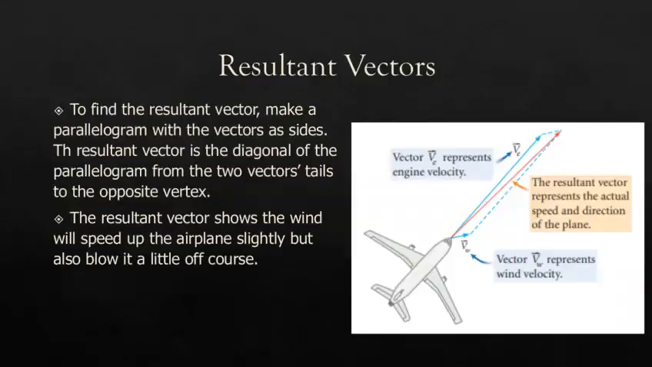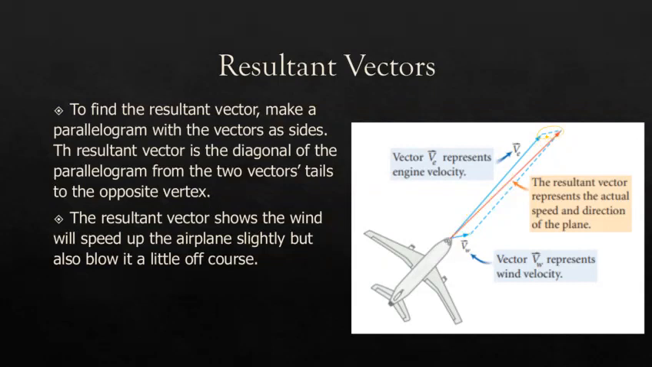Let's look at how we do that and where those parallelograms come in. So to find the resultant vector, we make a parallelogram with the vectors as the sides. We know that the opposite sides are congruent and they should be at the same angle. So we have the wind velocity down here and we have the engine velocity going across. And so this one up here would also be the same magnitude and direction as the wind velocity. We just draw some dots up here to show where that would be. And then we also draw the engine velocity over here, and that forms a parallelogram. So the diagonal of that parallelogram is the resultant vector.